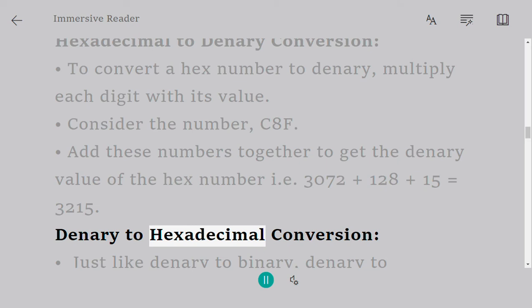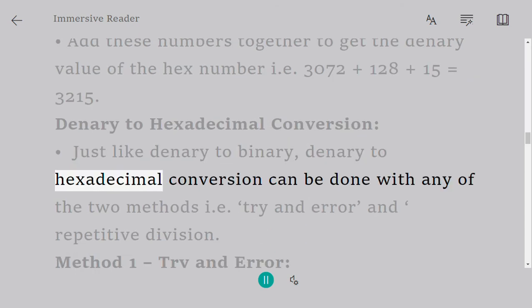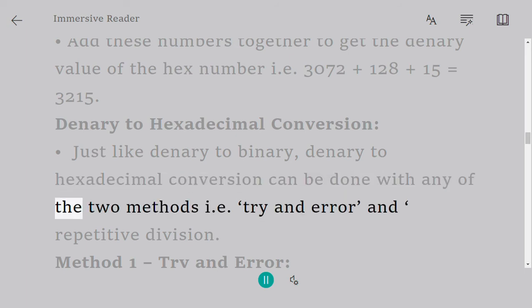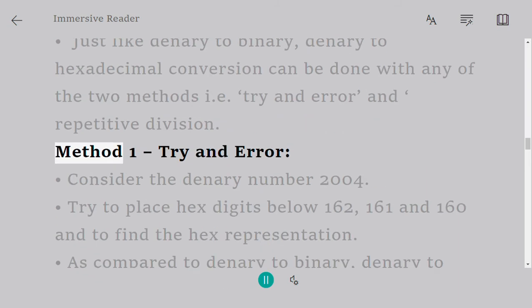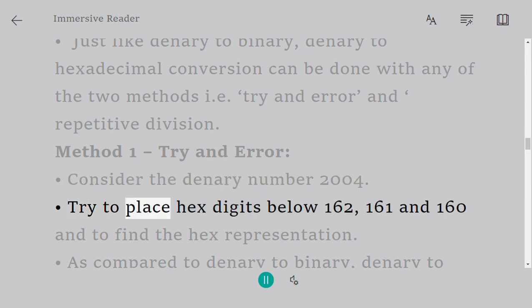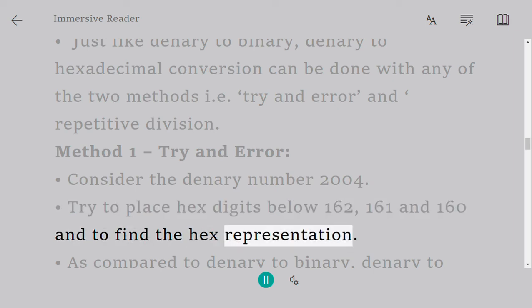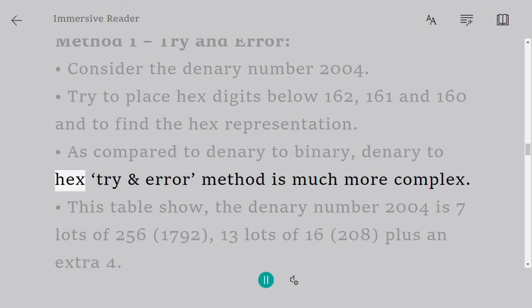Denary to hexadecimal conversion. Just like denary to binary, conversion to hexadecimal can be done with either of two methods, that is trial and error and repetitive division. Method 1, trial and error. Consider the denary number 2004. Try to place hex digits below 16^2, 16^1 and 16^0 to find the hex representation. Compared to denary to binary, the trial and error method is much more complex.